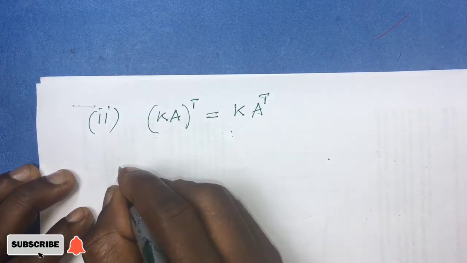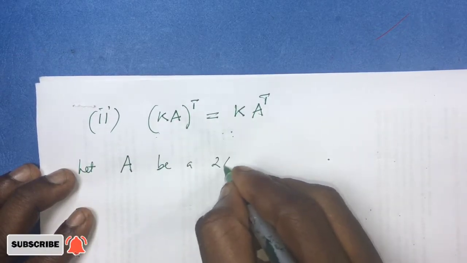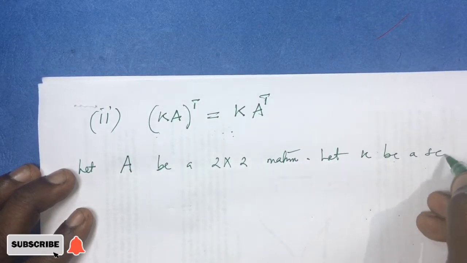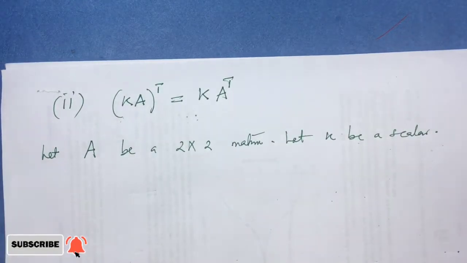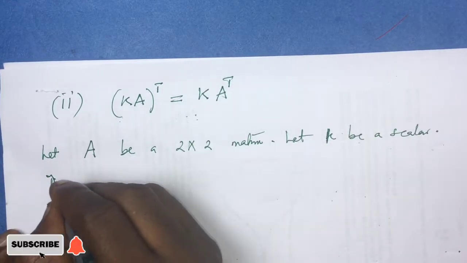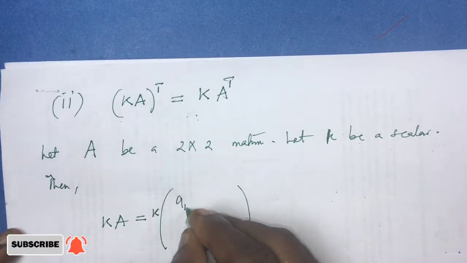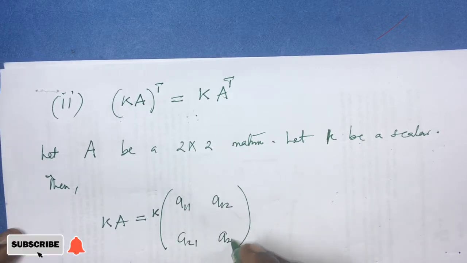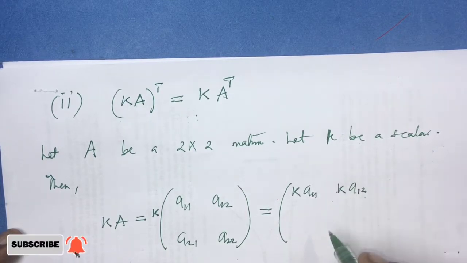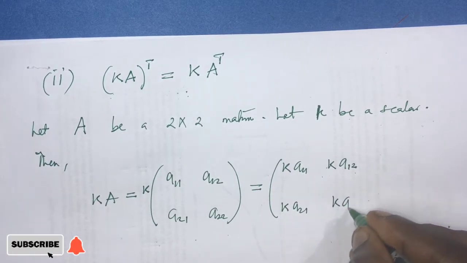Again, I'm going to use a 2 by 2 matrix A. So let A be a 2 by 2 matrix. Let K be a scalar. Now, if A is a 2 by 2 matrix and K is a scalar, then KA will be equal to using K to multiply A11, A12, A21, A22. What would that give us? It will give us KA11, KA12, that is using the constant now to multiply each element in that matrix. This will give us KA21 and KA22.